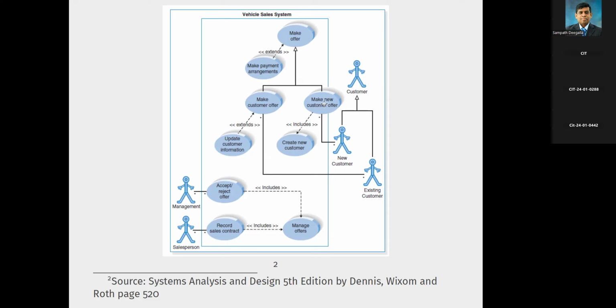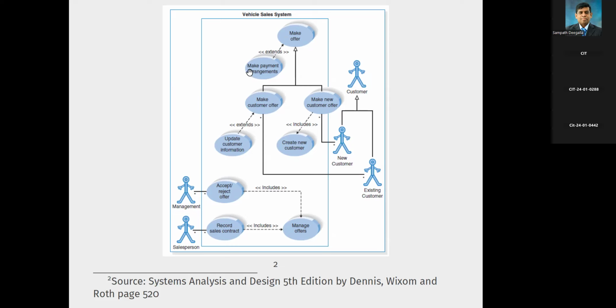Right. And then remember the includes relationship. That means once you make a new custom offer, for that you have to create a new customer, right? Similar to that, once you make a custom offer, you have to update customer information. And similar to that, when you make an offer, you have to make a payment arrangement.